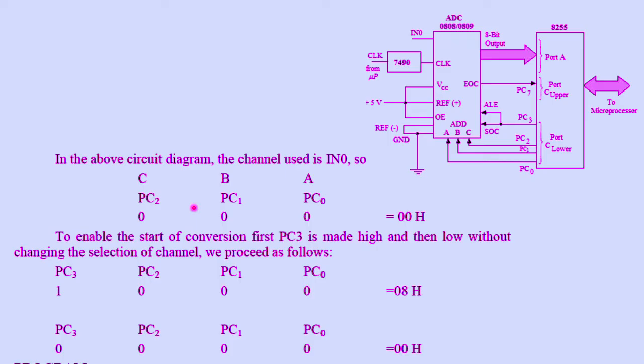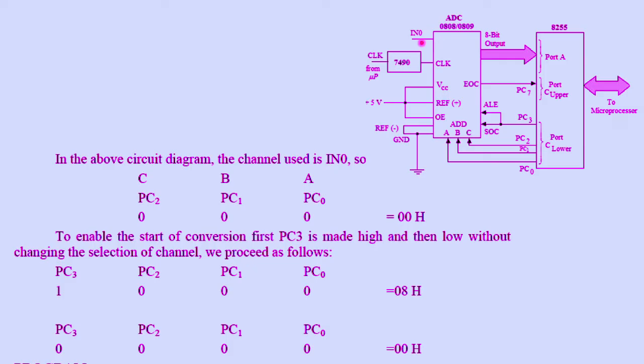Okay, so before we start writing the program, we have to understand a few things. In this circuit the channel used is IN0. So the ABC signals, which are connected through PC0, PC1 and PC2, should necessarily be 0, 0, 0. Why should it be 0? Because we want to select IN0. If we needed IN1, we would have selected it as 0, 0, 1. If we needed IN7, we would have selected all of them as 1, that is 07H.